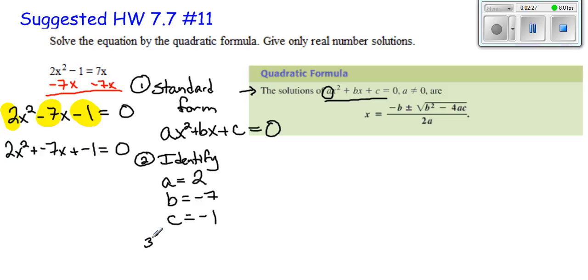Okay, step number 3. Plug into, I'm just going to abbreviate, the quadratic formula. Okay, so I'm going to move myself over here underneath the quadratic. So now I'm on step number 3. Step number 3 is I take my quadratic formula and I plug things in.